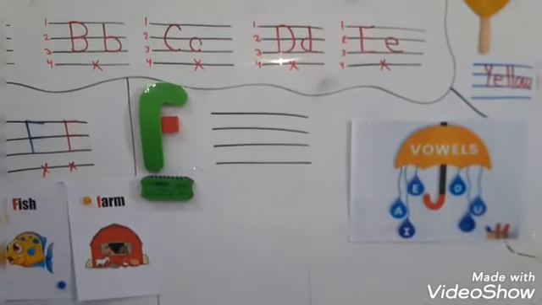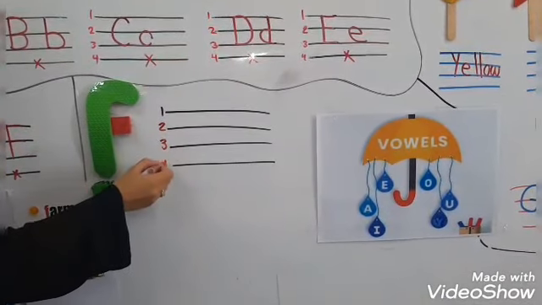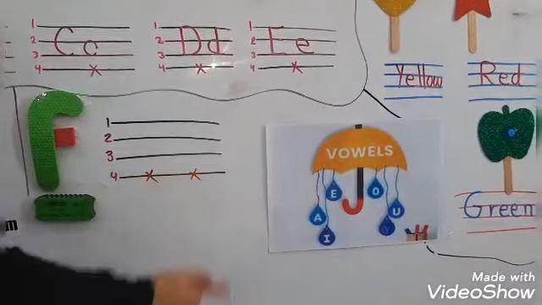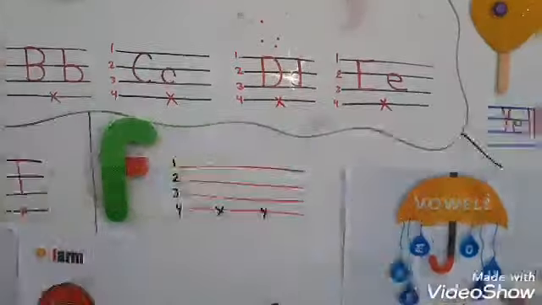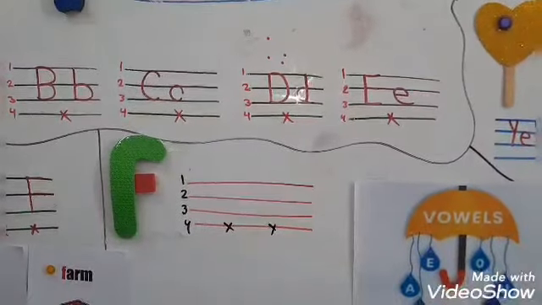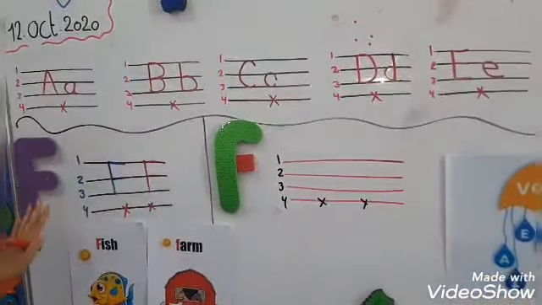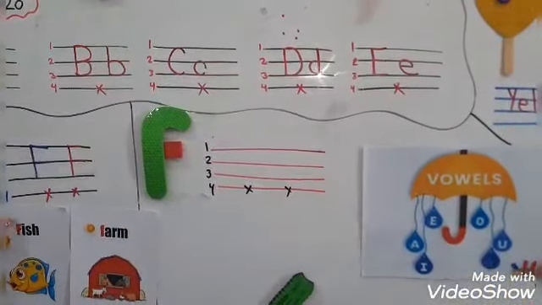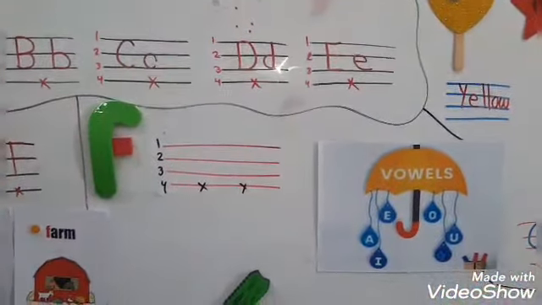Now let's learn about small f. We have line number 1, line number 2, line number 3, line number 4. Line number 4, ignore, we don't need it. Now we have small f. Small f, capital F, small f. Consonant letter, and the sound of this letter is in fish, farm, fan.